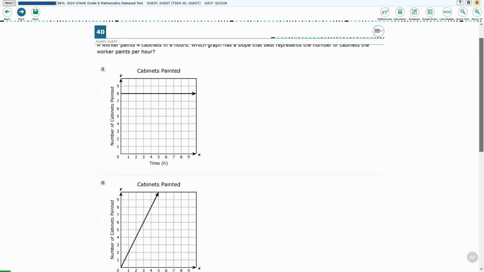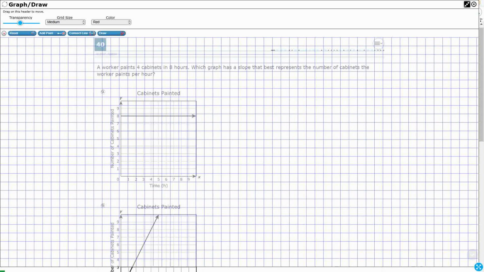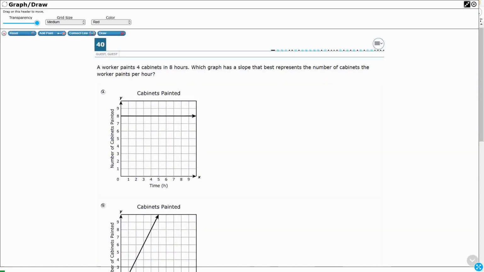Now we are on the final item of the test, number 40, and we are looking at 8.4b. This is slope as unit rate. So a worker paints 4 cabinets in 8 hours. So I'm going to put 4 cabinets in 8 hours. I'm going to keep the units on there momentarily in case I need them. So which graph has a slope that best represents the number of cabinets the worker paints per hour?